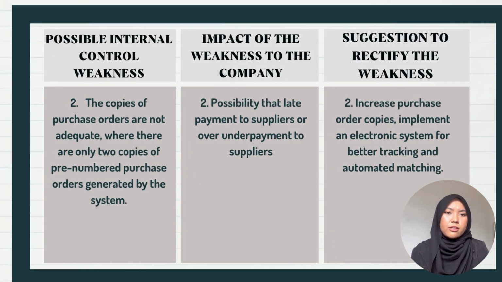The 3 parts we need to identify to discuss this question are, the first one is the possible internal control weakness, the second one is the impact of the weakness on the company, and the last one is the suggestion to rectify the weakness. So for the possible internal control weakness, the copies of purchase orders are not adequate, where there are only 2 copies of pre-numbered purchase order generated by the system. And the impact of the weakness to the company is the possibility of late payment to supplier or over or underpayment to supplier. And the suggestion to rectify the weakness is to increase purchase order copies, and implement an electronic system for better tracking and automated matching.